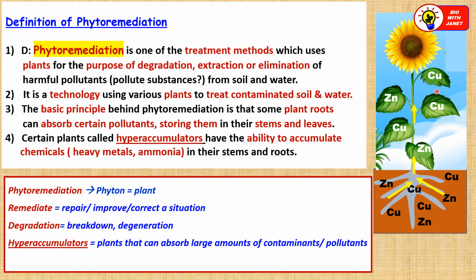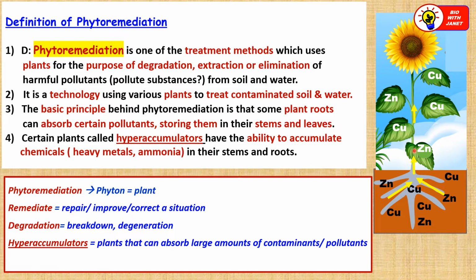Okay, so the plants can be used to degrade. Degradation means to break down the harmful substances. Extraction means to take out from the soil or water, and elimination means to get rid of it. So plants can do all this to the pollutants.